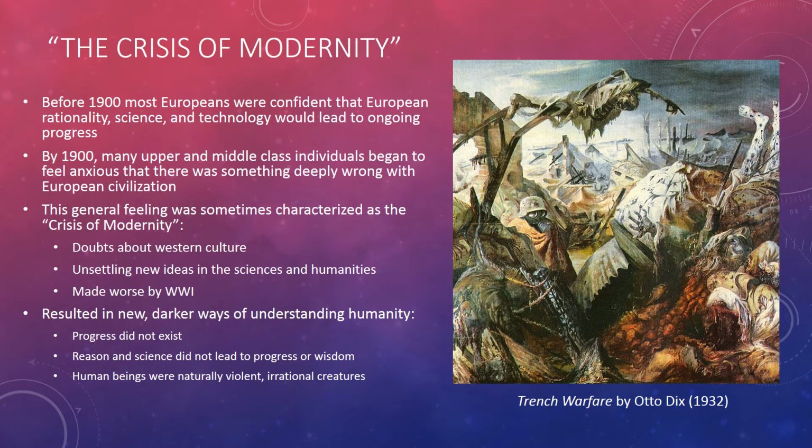And so as a result of the Crisis of Modernity, you get a new vision of the world. That's kind of the opposite of the really happy vision that the Enlightenment had. And according to this new vision, there is no progress. Things aren't getting better. Reason and science don't make the world a better place. And human beings are now seen as violent and irrational and just bad creatures rather than the good, rational creatures that the Enlightenment thought they were.